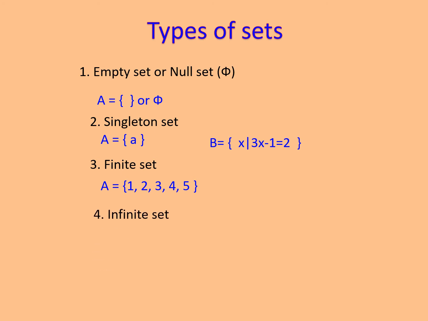Fourth one, infinite set. As the name indicates, the number of elements cannot be counted, means it keeps on going, increasing. For example, leaves on the tree. Can you count them? It's very difficult. A very high number will come. That's why we call them as an infinite set. Sand particles, the number of sand particles in a bottle, you will not be able to count them. That's why we call them infinite set.